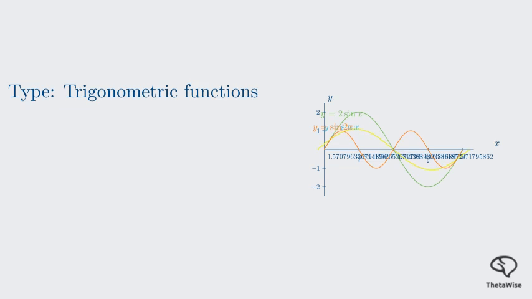Let's start with y equals sine x, shown by the solid line. The coefficient of 2 in y equals 2 sine x, shown by the top dashed curve, increases the amplitude. It stretches the graph vertically, so it oscillates between -2 and +2, instead of -1 and +1.